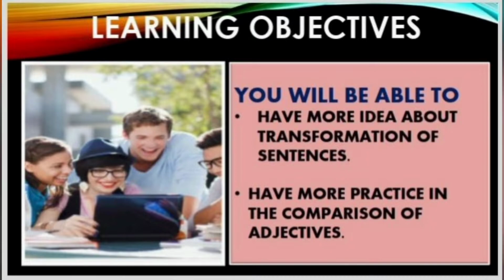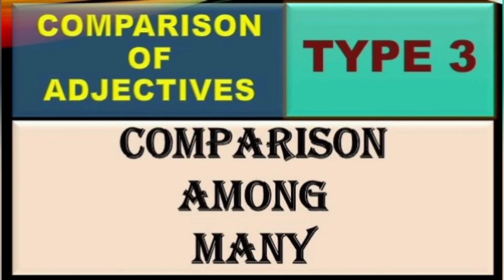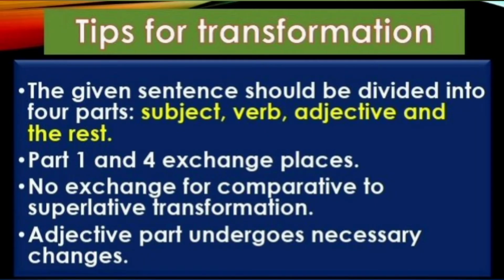Right. So let's say this is the third type of comparison of adjectives. In this type of comparison, we are comparing among many things. When more than two things are compared, we have mainly two types of comparison. In the previous video, in type 2, we also discussed comparison among many, and here we have a different idea. So now these are the tips for the transformation.